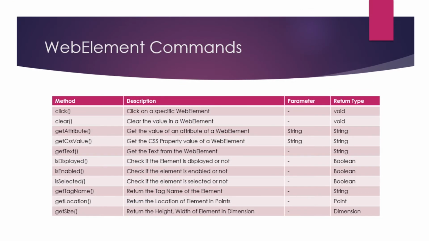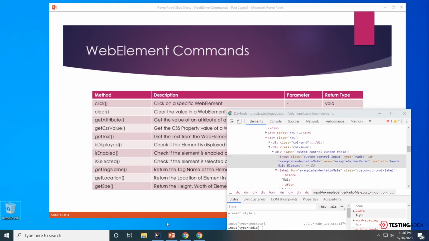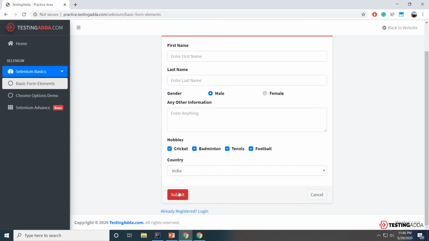This method is used to check if the element is selected or not. The isSelected method accepts no parameter and returns a boolean value, that means true or false. Now this method generally works on elements which are selectable in nature. To understand, we'll go back to our Chrome browser and see. So if I talk about selectable elements, that would be your radio buttons or checkboxes.